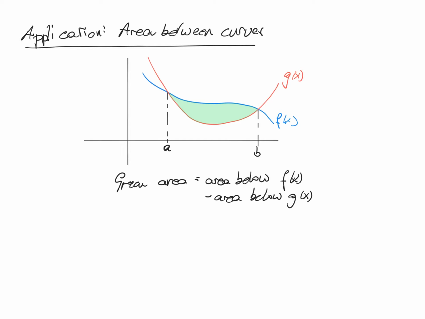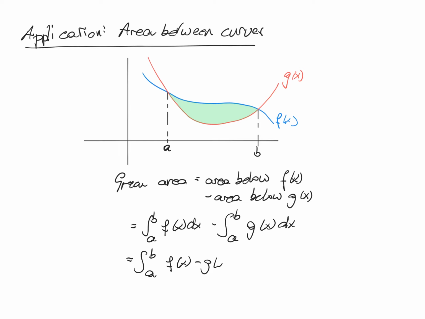And then previously we saw that the area is the integral. So this is actually the integral of f of x dx between boundaries a and b minus the integral of g of x dx between those same boundaries, or the integral from a to b of f of x minus g of x dx, where f of x is the upper function. So f of x is the one which is lying on top, g of x is the function lying below.